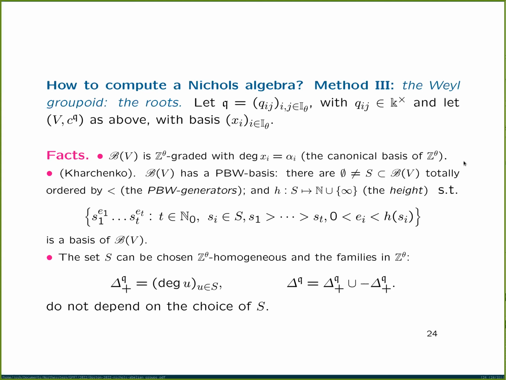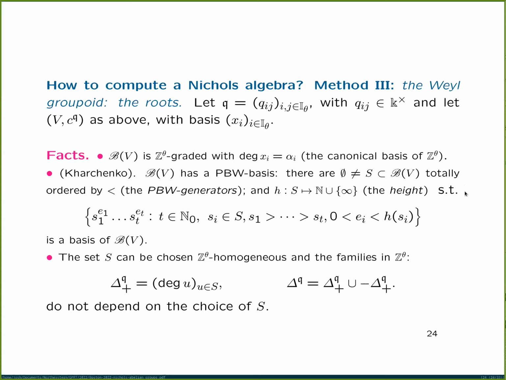meaning that there is a set S inside B(V), which is totally ordered. The elements of S are called the PBW generators. And there is a function from this set S to N union infinity. And this function is called the height.